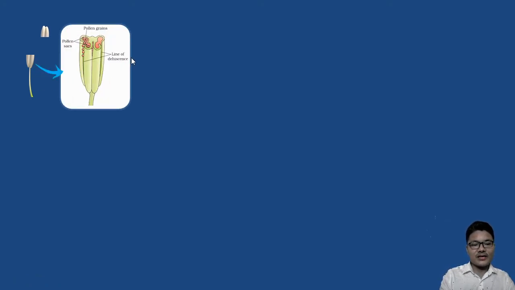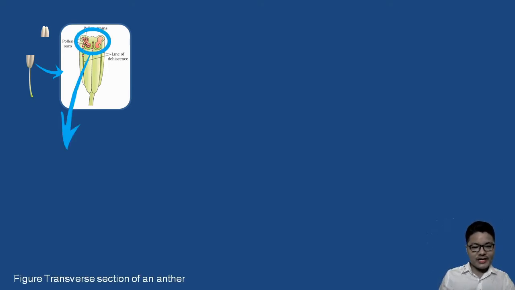So your stamen is shown here with two lobes of anther attached to the filament. We know that anther produces pollen grains. To observe the detailed structure of anther, we usually cut the anther in transverse section or horizontal section. On cutting the anther in transverse section, we are able to observe the detailed structure of the anther.